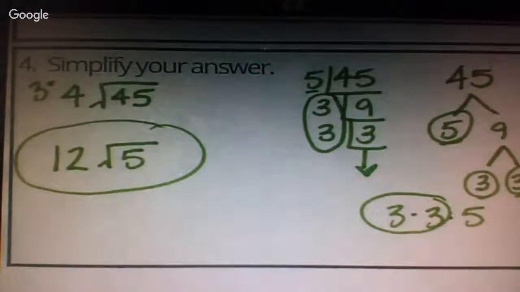So if it's a negative inside, you said that you would just pull it out into the front when you're done because you can't have a negative.